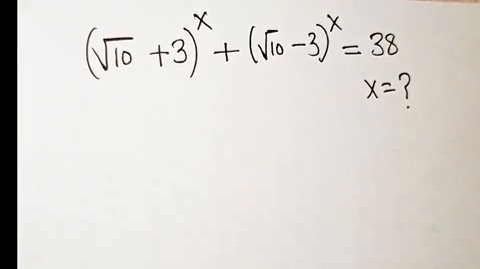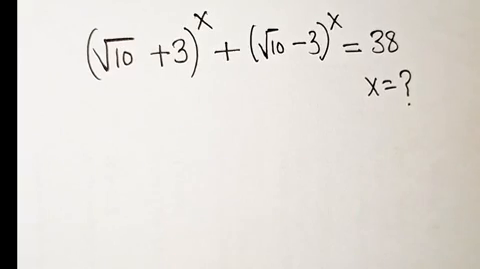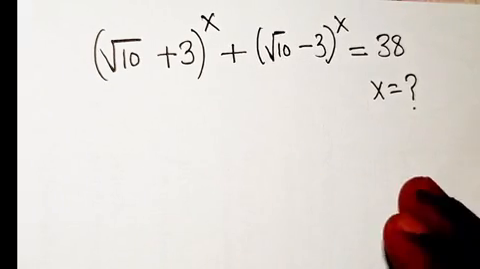Let's see how we are going to solve this beautiful Olympiad exponential equation. So please, we're going to have (root 10 plus 3) to the power of x plus (root 10 minus 3) to the power x equals 38. So what are we going to do?